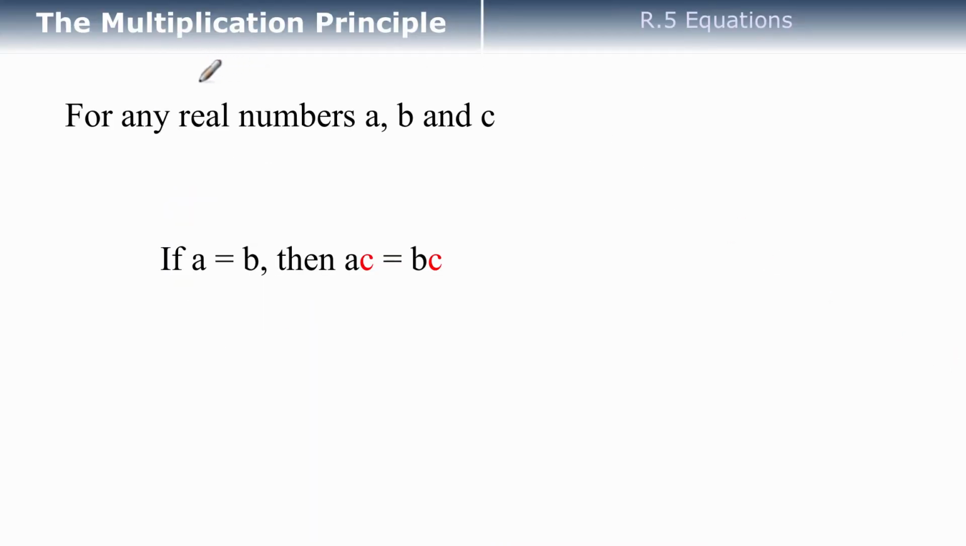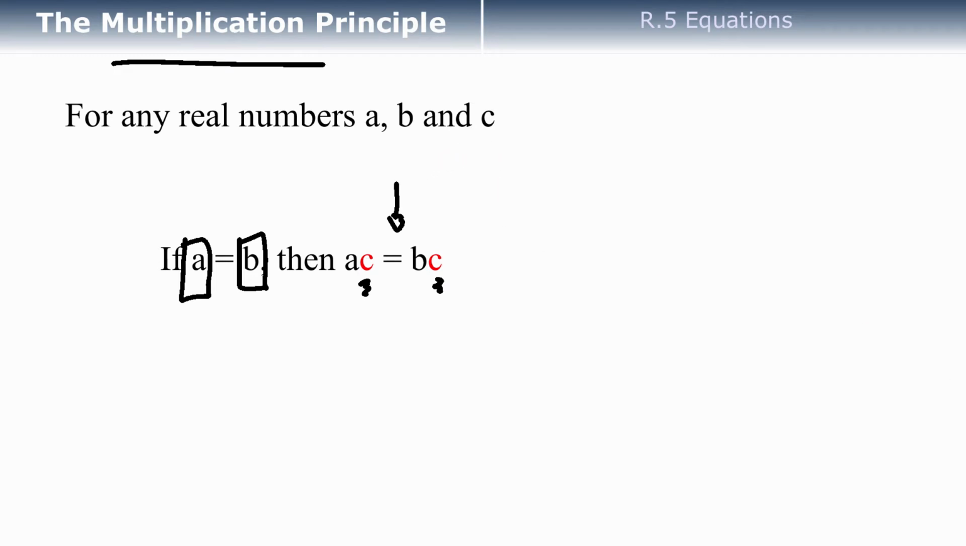Okay, the one that I was just referring to is known as the multiplication principle. It means that if I have an expression A and it's equal to an expression B, and I multiply A by something, as long as I multiply the other side by the same thing, the two expressions are still equal to each other.